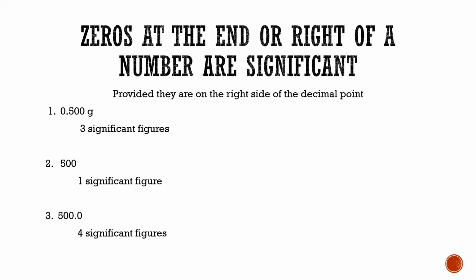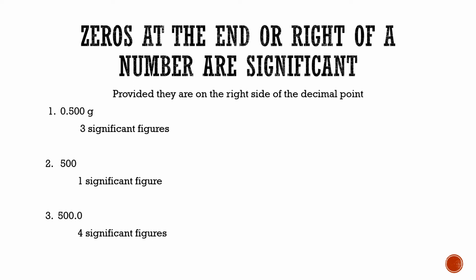Then the fourth rule says zeros at the end or the right of the number are significant provided they are on the right side of the decimal point. That means here you see this example 0.500 gram. Here two zeros are exactly right of the non-zero number 5. These two zeros count in the significant figures, and the total this number has is three significant figures.